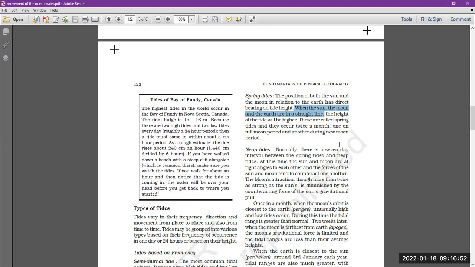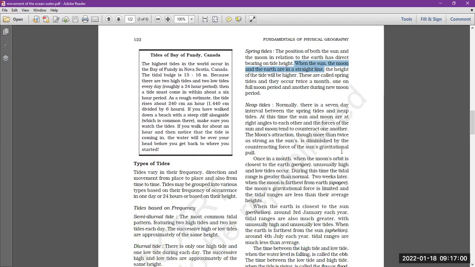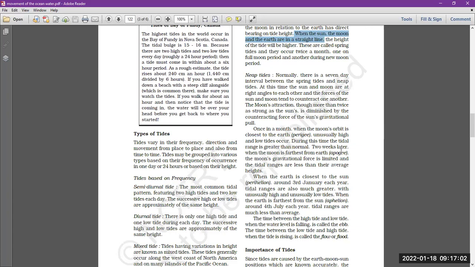The height of the tide is high due to the position of the sun and moon in the straight line to the earth. तो दैट इज स्प्रिंग टाइड। ये आपको क्लियर होना चाहिए। The next one that is neap tides. So neap tide, let's discuss about the neap tide. So neap tides occur when the sun and the moon are at right angle to each other.